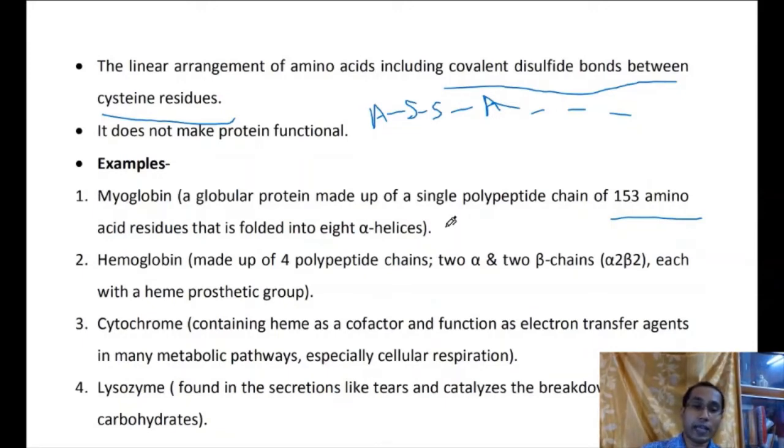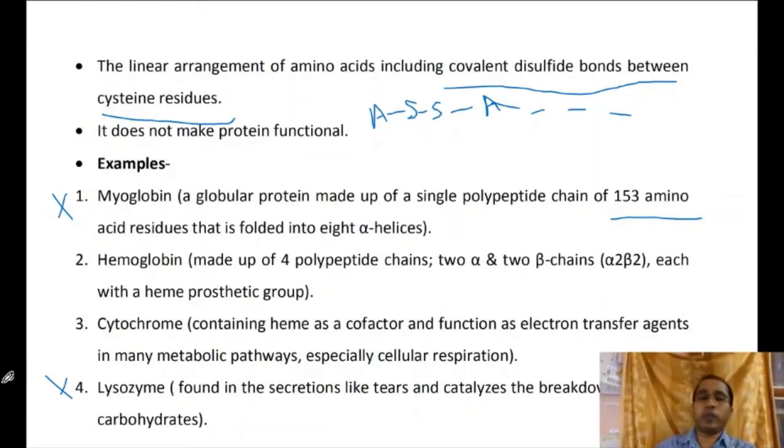Another is lysozyme. Lysozyme and myoglobin are very important examples. They can come into your questions. Hemoglobin, we can say, is made of alpha helix chains and beta sheeted chains. Each alpha helix chain can be considered a primary structure.